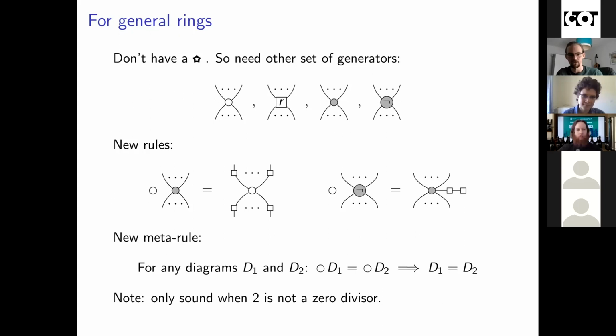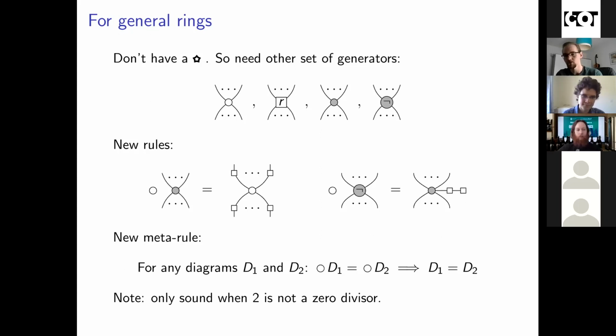And we need a new meta rule because we don't have the star, but we still need to be able to reason about scalars. So what we say is that if we have a diagram equation where there is this scalar Z spider on both sides, so this value 2, we can cancel this value to get this diagram equation. We need this to be able to reduce to a normal form. But we need to note that this meta rule is only sound when 2 is not a zero divisor. Because if 2 is a zero divisor, this equation could hold, while this equation does not hold. So now we're working with any ring where 2 is not a zero divisor.